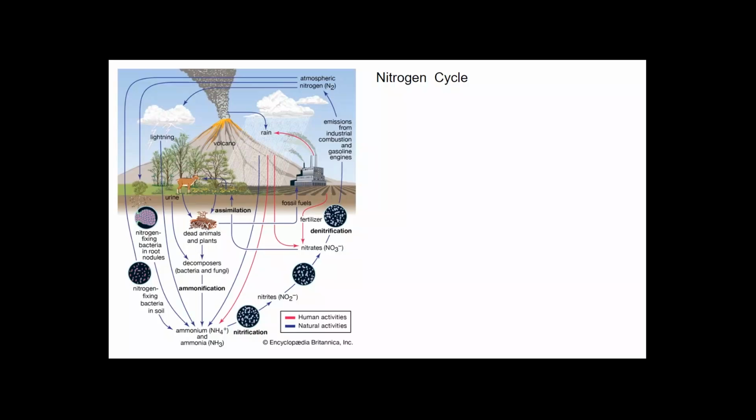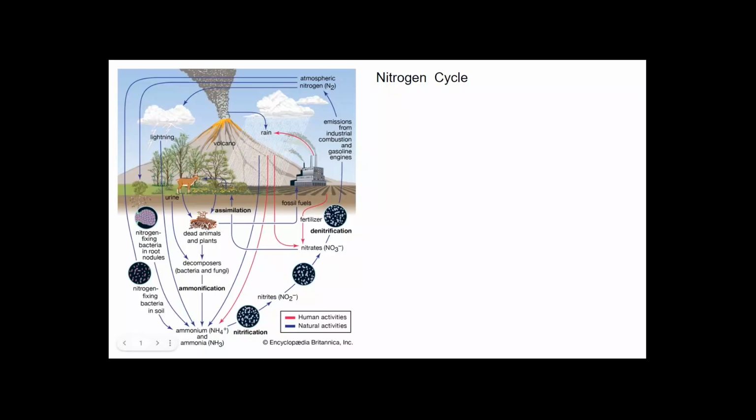At the same time, nitrogen compounds in plants can be broken down through ammonification to produce ammonium compounds and ammonia again. And these are decomposers, bacteria, fungi, etc. Urine from animals, dead animals, and so on can also cause this to occur.